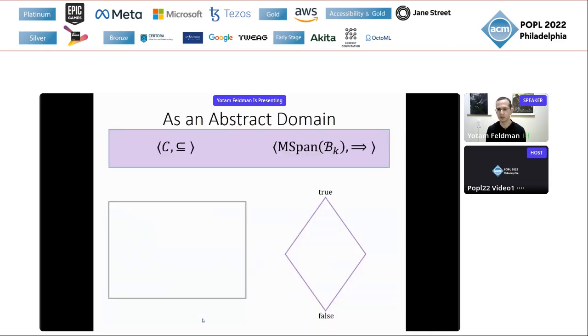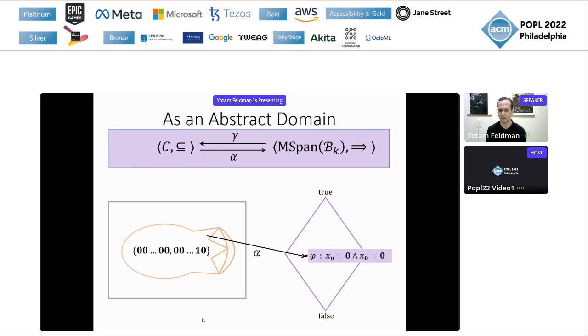And now we want to set up a Galois connection between the abstract domain and the concrete domain of sets of states. So given a formula, an element of the abstract domain, its concretization is the set of states that satisfy the formula. Given a set of states, their abstraction is the most precise formula that is satisfied by all the states in the set we started from. So for example, if that set is the set 0 and 2, then the formula on the right is their abstraction in the monotone span domain.